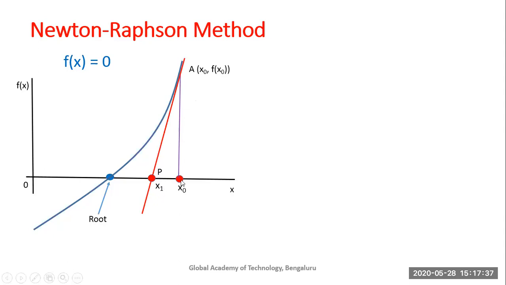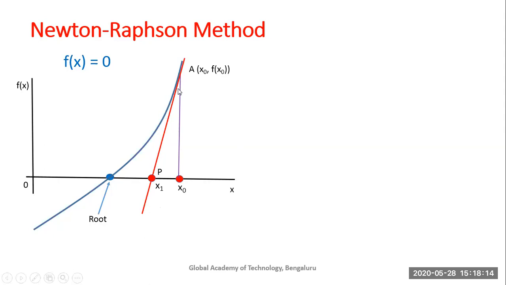Now we know x0. That means we know x0 and f(x0). Using this, we'll try to find x1. Once we get x1, again we can repeat the same process. So draw the ordinate at the point x1. It meets the curve at some point. Draw the tangent at that particular point. You get x2. Then using x2, we can get x3, x4, and so on. Finally, we arrive at the required root. So we'll see now how to find x1 using x0 and f(x0).